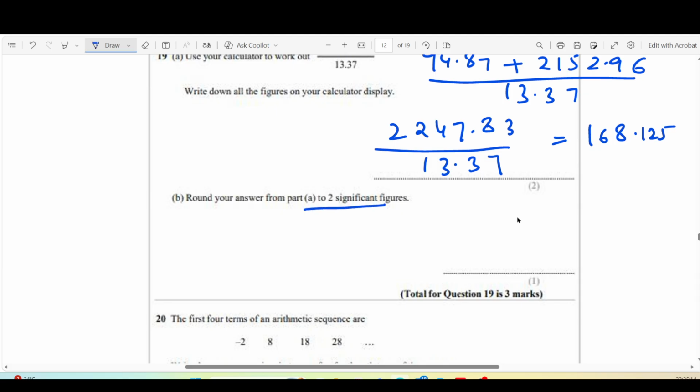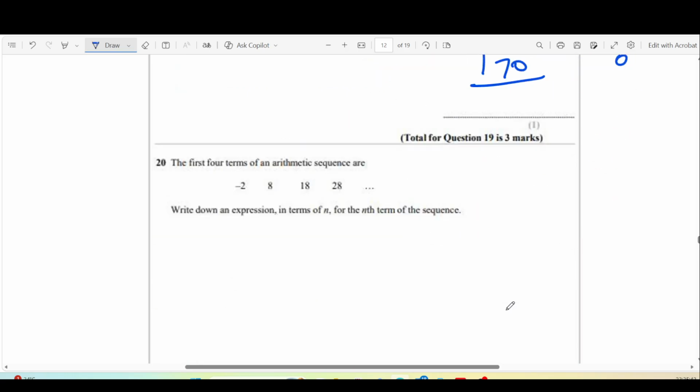So the first two significant figures are 1 and 6, right? The third significant figure is 8, which is 5 or above 5. So we can round the second figure up, okay? So this is the second figure. If this number is greater than or equal to 5, we add 1 here. So this will become 170, and we make this 0.